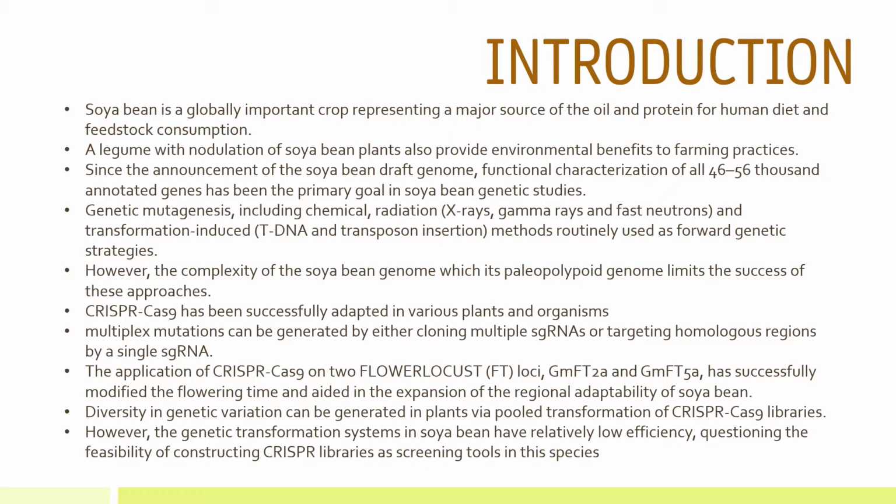CRISPR-Cas9 has been successfully adapted in various plants and organisms. Multiplex mutation can be generated by either cloning multiple sgRNAs or targeting homologous regions by a single sgRNA. The application of CRISPR-Cas9 on two flowering loci, GmFT2a and GmFT5a, has successfully modified the flowering time and aided in the expansion of the regional adaptability of soybeans. Diversity in genetic variation can be generated in plants via pooled transformation of CRISPR-Cas9 libraries.